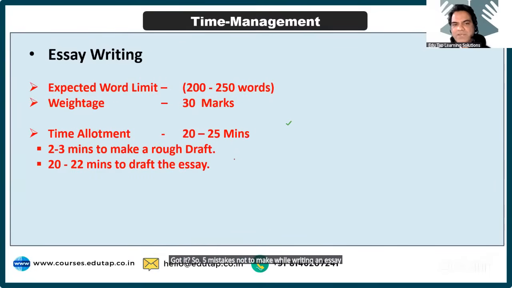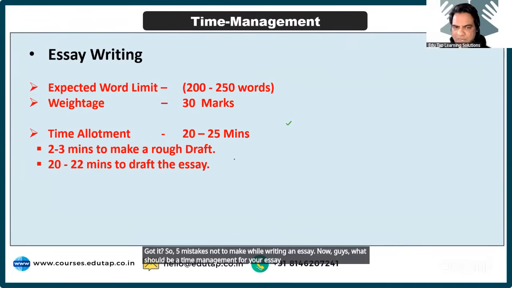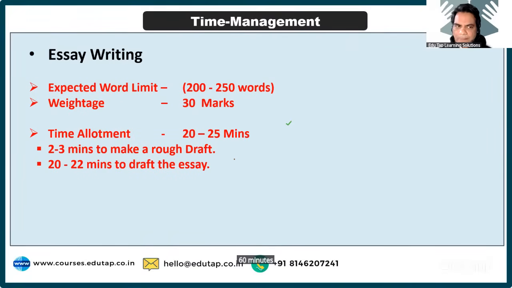Now, guys, what should be your time management for your essay in the exam? You have 60 minutes in total, right? So the expected word limit is between 200 to 250 words, and the weightage is 30 marks. If you feel that you are well practiced, 20 minutes is ideal. If you feel that you're really bad at essay writing, the maximum is 25. You cannot go beyond 25, otherwise you will not be able to complete your paper.